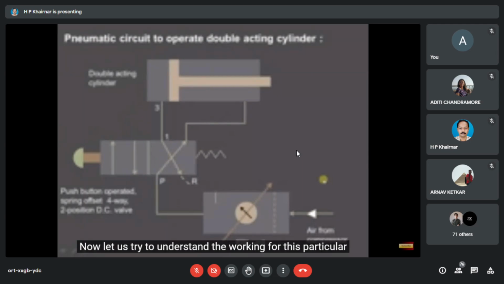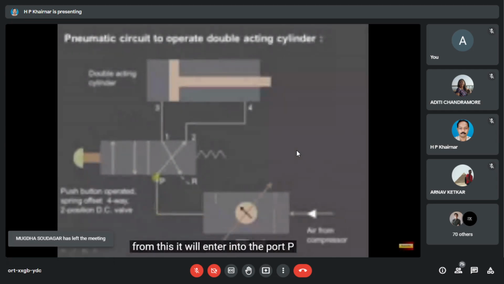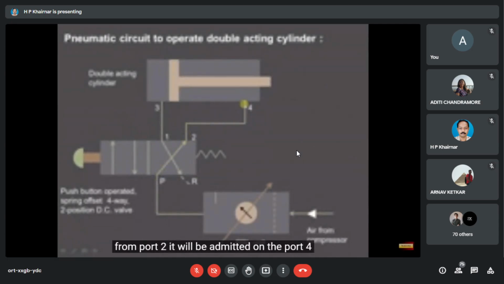Now let us try to understand the working for this right envelope mode which we have shown over here. High pressure air from the compressor enters into the FRL unit. Then from this it will enter into port P. From port P it will go to port 2. From port 2 it will be admitted on port 4, and it will cause the piston to return. The air from the other side, from port 3, will come to port 1, and then from port 1 to R, and then it is exhausted to the atmosphere.